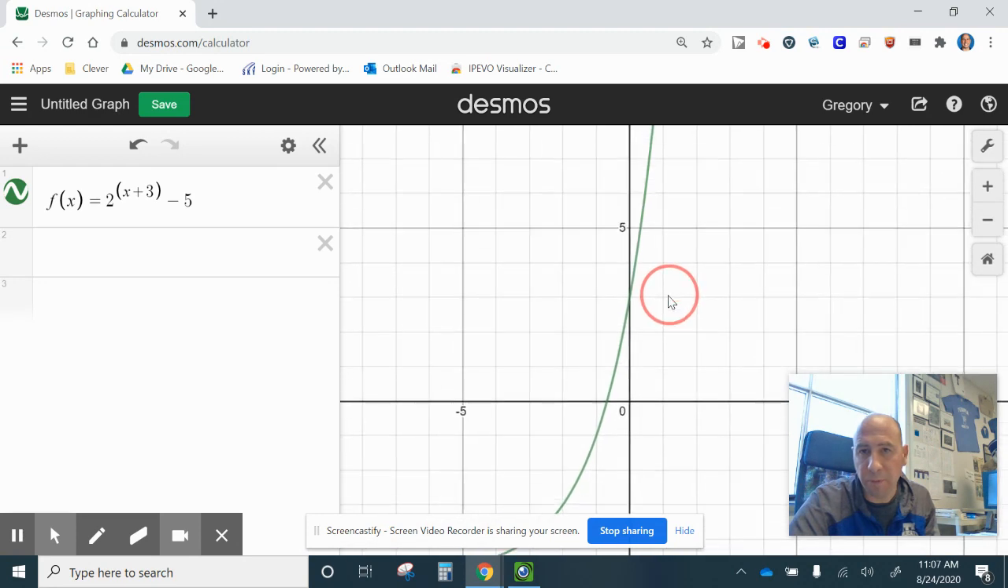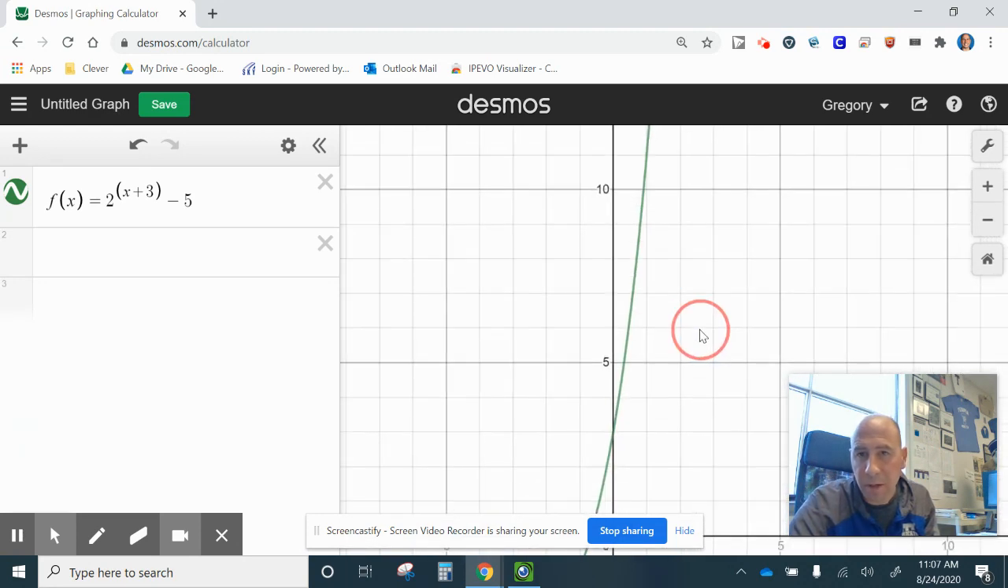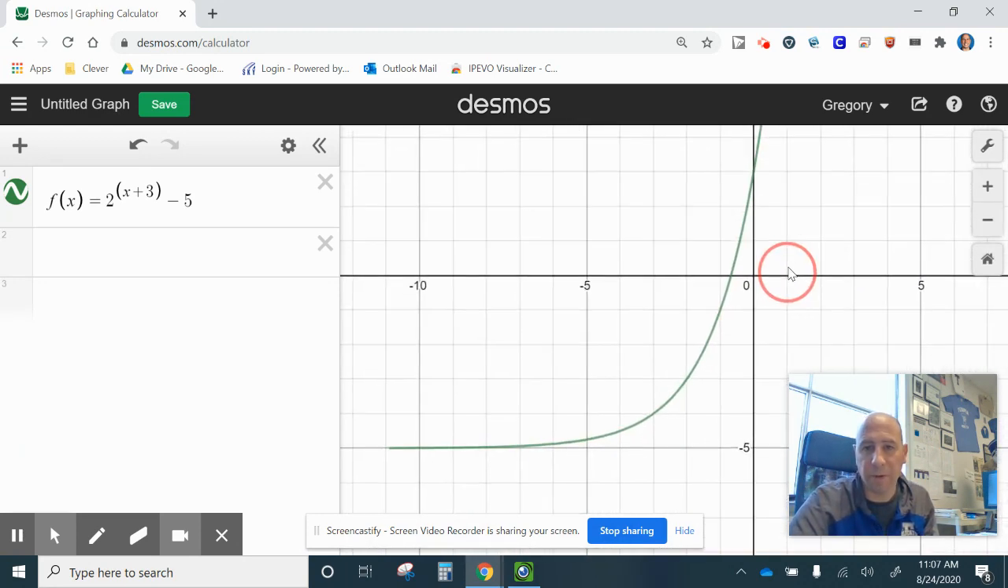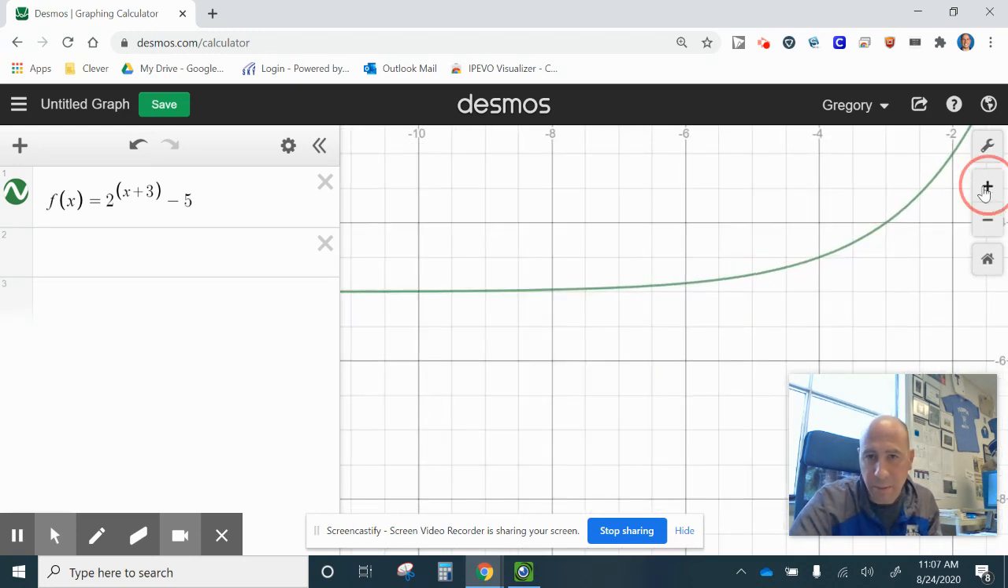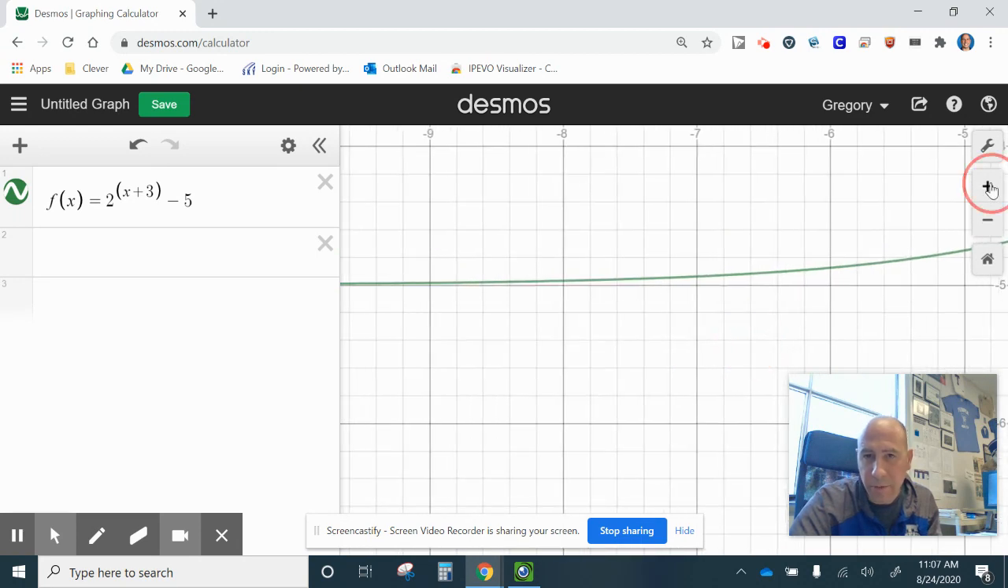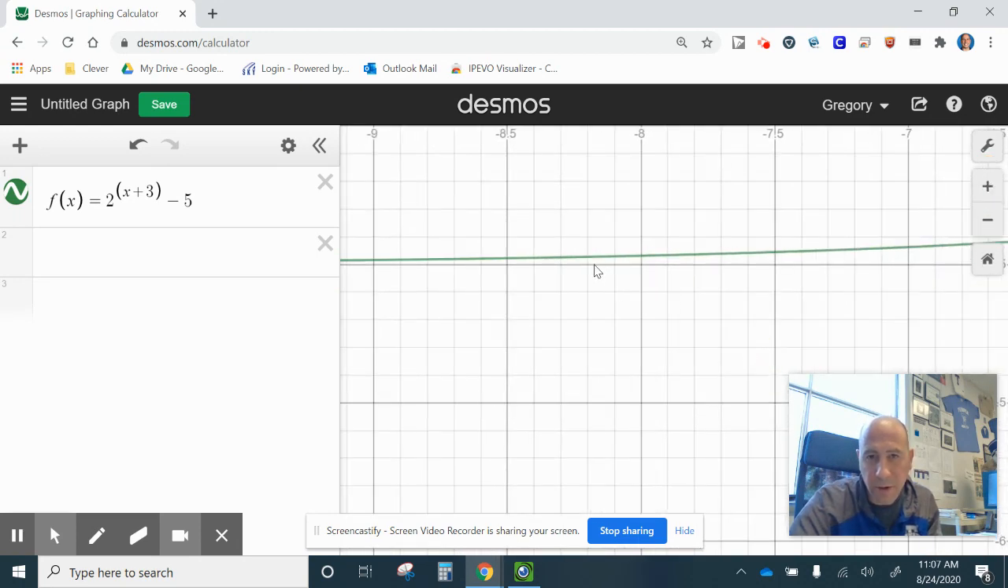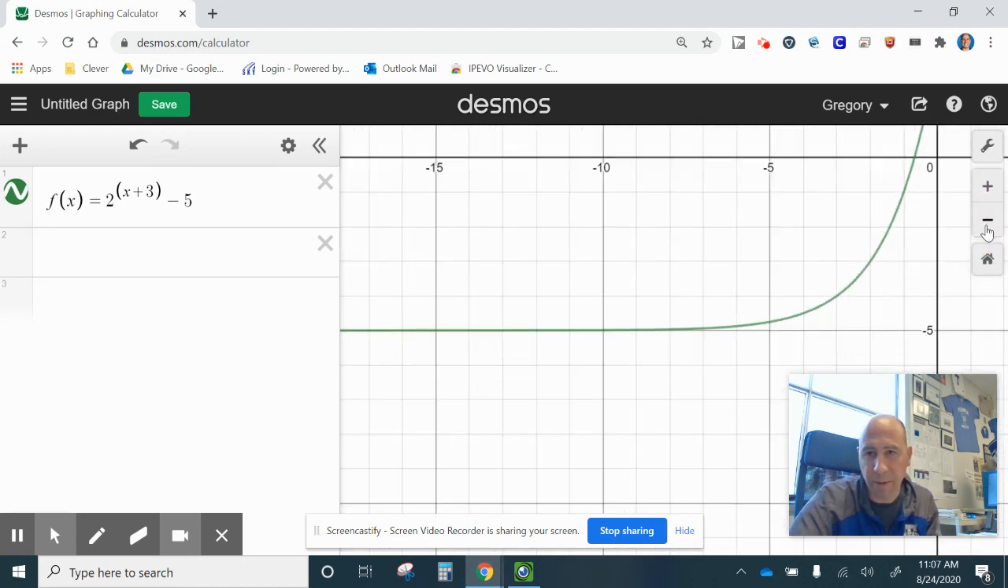I think that's probably our best point there. Now you'll notice that it goes infinitely in the negative direction, but it never touches the -5. And I'll prove that to you if I zoom in, zoom in, zoom in. You can see here, when you zoom in, it's really, really close to that line, but it never touches, okay? So keep that in mind.